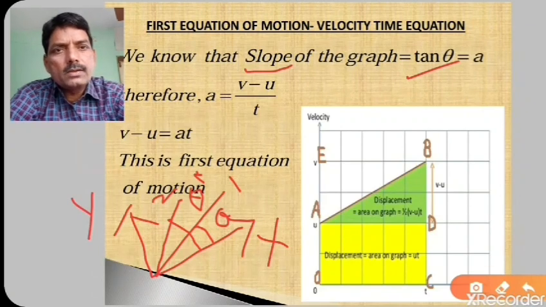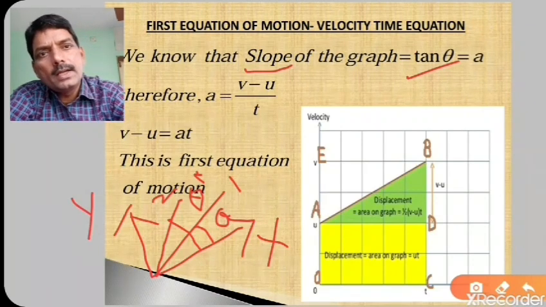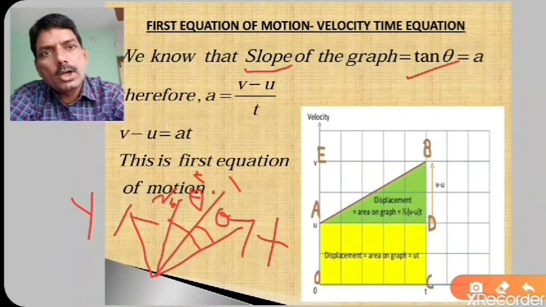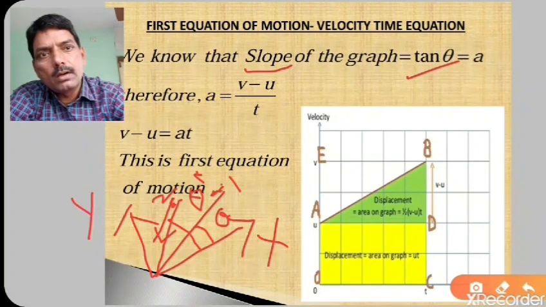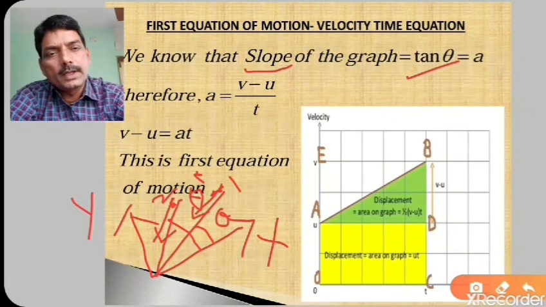So comparing this 1 and 2, suppose the object is placed on the top of line 2 and on the top of line 1. Then you can say that the object on line 2 will come very fast to the origin than the object placed on line 1. So we can say that line 2 has more slope than line 1.